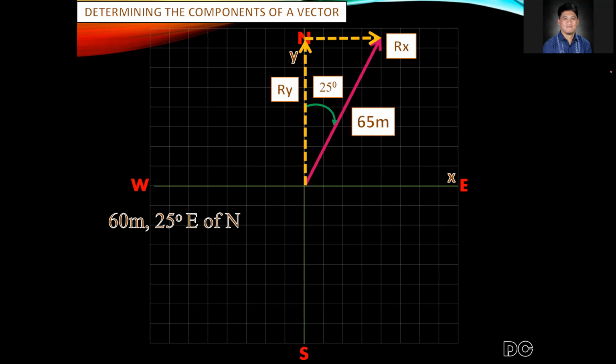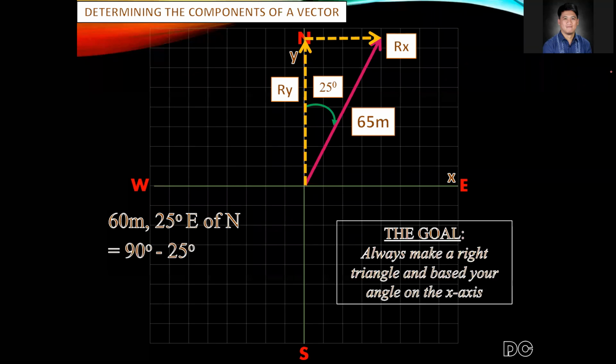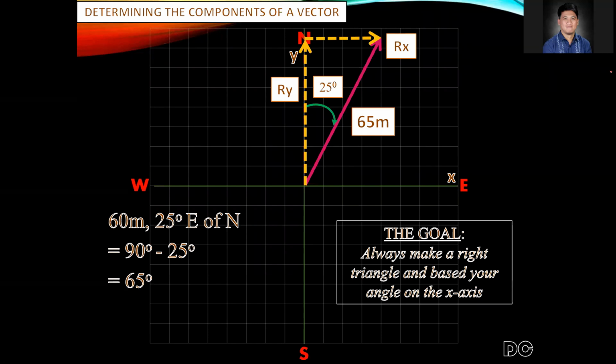Okay, so paano gawin yon? Since north to the east is equal to 90 degrees, we will subtract 25 degrees from 90 degrees. That is equal to 65 degrees. So 65 degrees is on the other side of the 25 degrees. And since it is from east, then moves toward the north, therefore it is 65 degrees north of east.